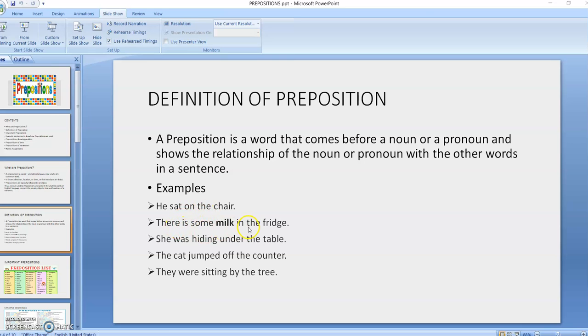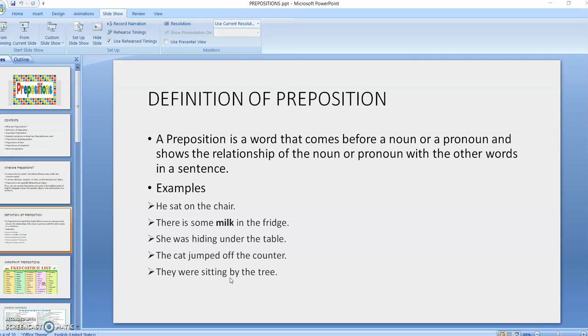There is some milk in the fridge. The preposition here is in. It is telling us that milk is inside the fridge. She was hiding under the table. What is the preposition here, children? Yes, it is under. The cat jumped off the counter. Off is the preposition. They were sitting by the tree. Here again, by is the preposition.